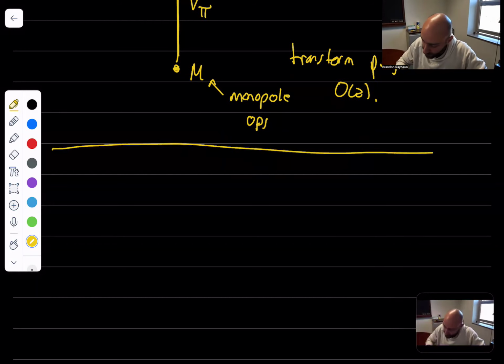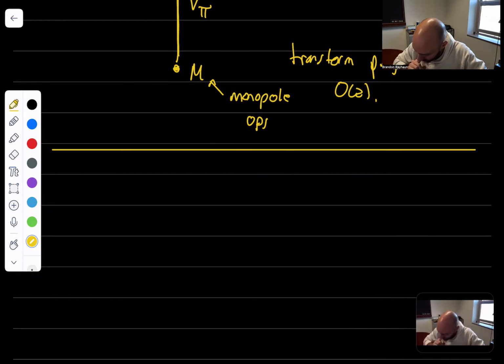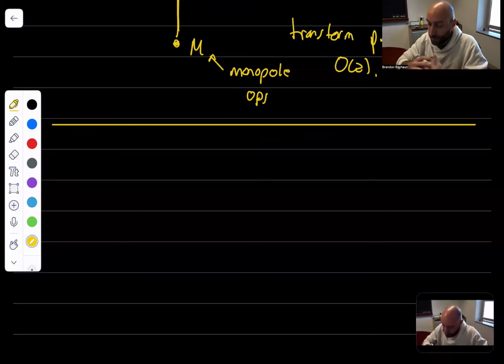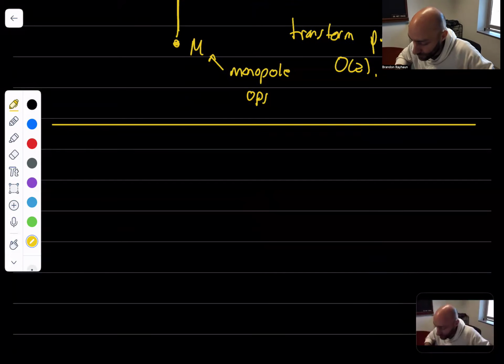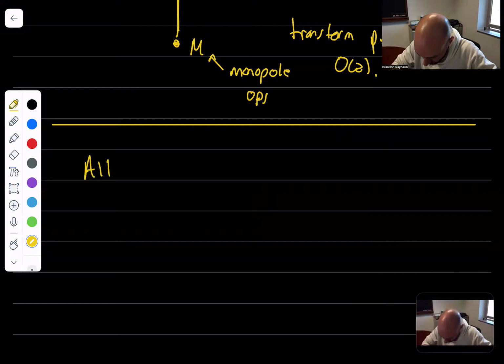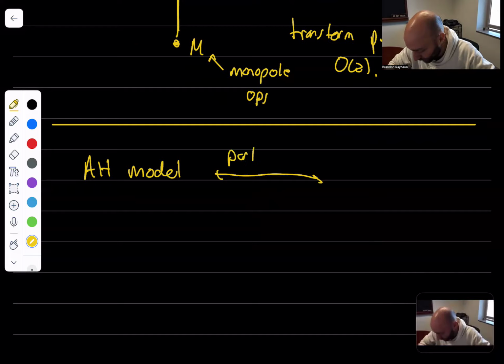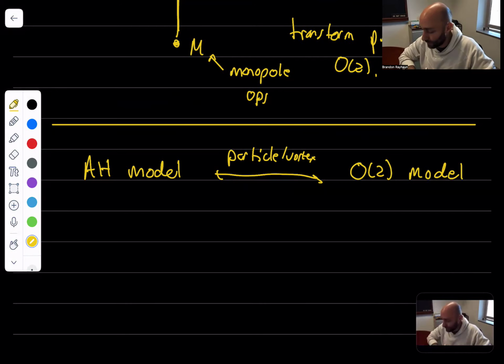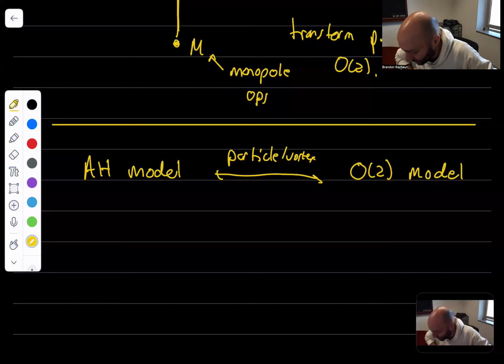And so here comes a conjecture which will motivate why we think actually that it's conformal. So in 3D, the abelian-Higgs model is actually dual via particle vortex duality to the O2 model. So this is just the theory of a complex scalar field with quartic interactions.